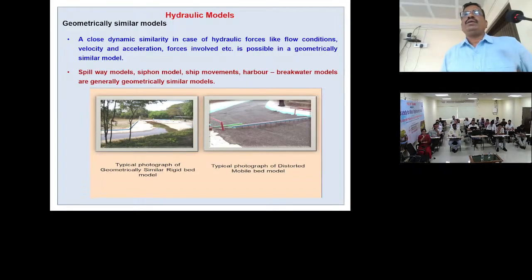While coming to the distorted models, geometrically similar models are used for spillway models, siphon models, ship movements, and harbor backwater models. You see here a typical photograph of a geometrically similar rigid bed model, and this is the distorted model, a mobile bed model.